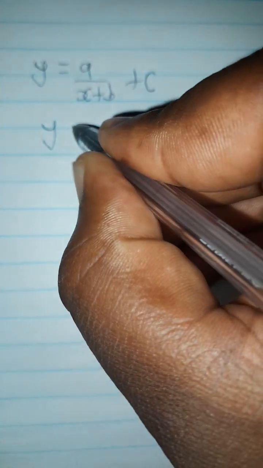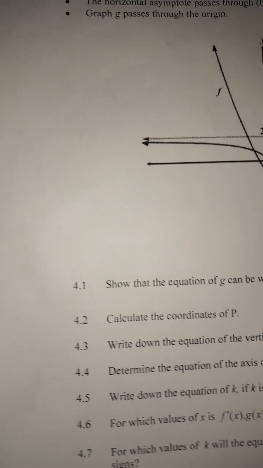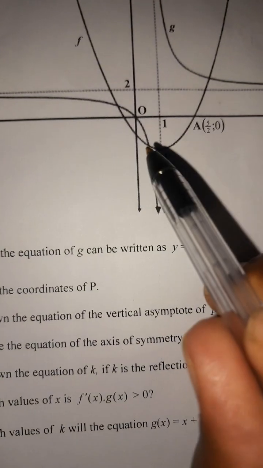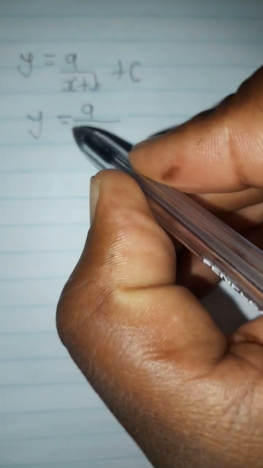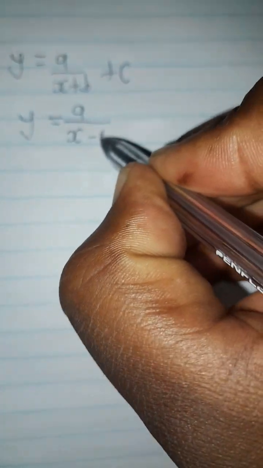Okay, this is y is equals to a all over. As we can see, it has shifted to the right. When you shift to the right, we are going to subtract. So in this case, it's not going to be x plus 1, it's going to be x minus 1. The shift is on the right hand side, because when you equate x minus 1 to 0, x will be positive 1. So it's correct. After that, you also have to put your horizontal asymptote, which was 2, right?